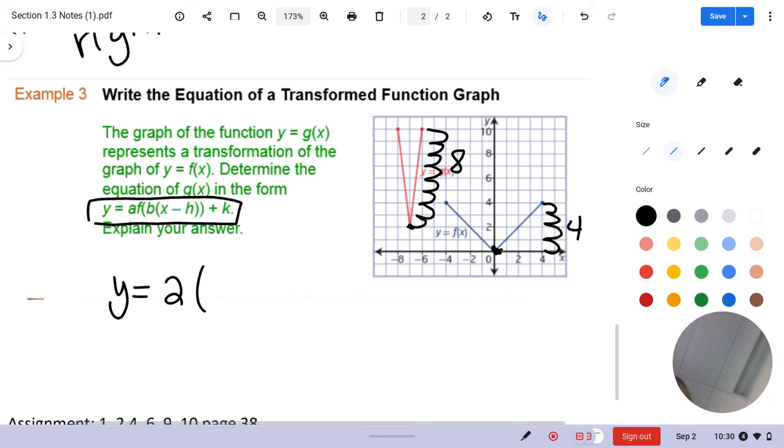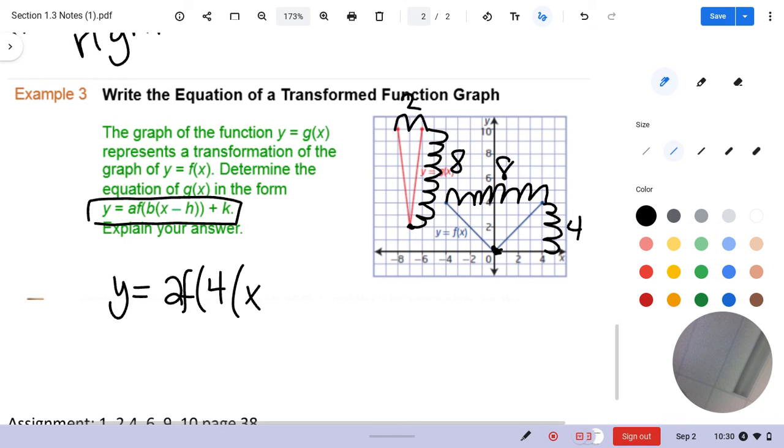Okay, and also, if you look at how wide, 1, 2, 3, 4, 5, 6, 7, 8, and 1, 2. So this is 8 wide, and now it's 2. So it got skinnier horizontally 4 times. So we'll put a 4 in there. Put that in the equation.